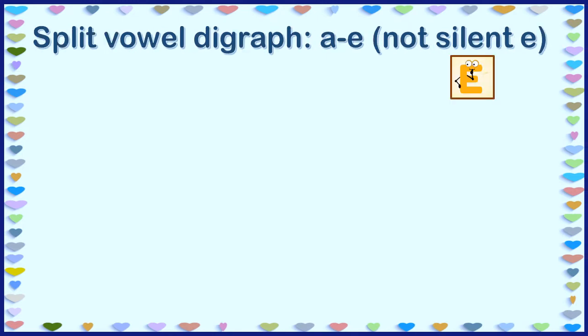So let's have a look at our new spelling for today, and it's the split vowel digraph AE. I'm specifically not talking about the silent E, which you might have heard about before, because there are so many exceptions to spelling in English that I'm afraid that if I teach you only silent E, it might confuse you because it doesn't apply to all words that are spelled in this way. So, what is a split vowel digraph?